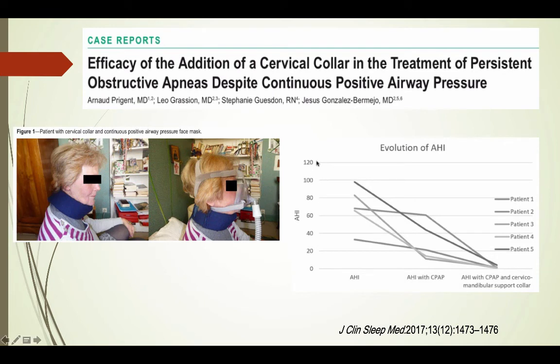So this was a clinical study done on around 17 patients who preferred an oronasal mask in the beginning and had very high residual AHI, as you can see over here. This is the baseline AHI. This is the AHI with the oronasal mask delivering CPAP. They had quite high AHI. So what they did is they provided a cervical collar to the patient to use at night along with oronasal CPAP delivery. And you can very clearly see this addition of a cervicomandibular support collar almost brought the AHI to zero level.